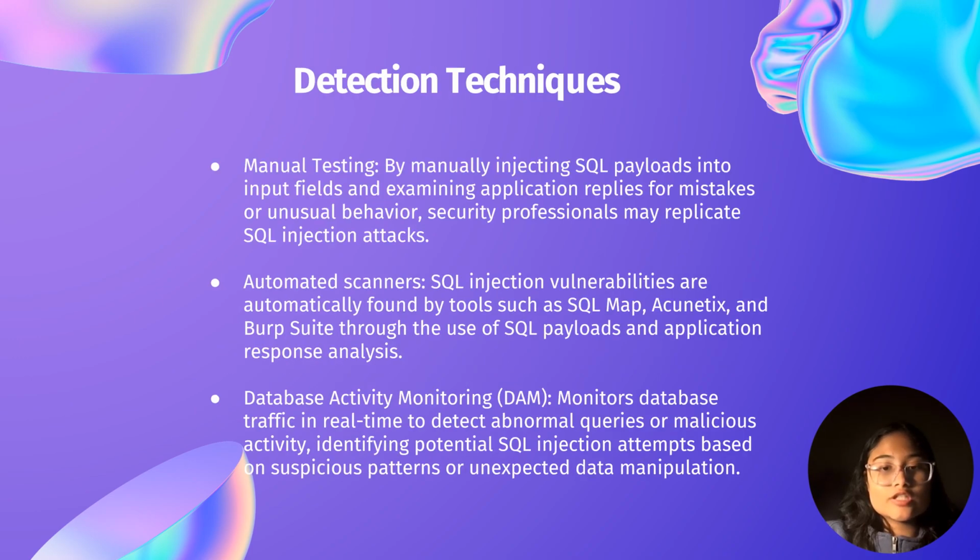Detection of SQL injection can be done using various methods, including manual testing. This involves security experts manually testing input fields with SQL payloads to see how the application reacts. Automatic scanners: tools like SQLMap, Acunetix, and Burp Suite are commonly used to automate this process. Database activity monitoring: DAM continuously monitors database traffic in real time.